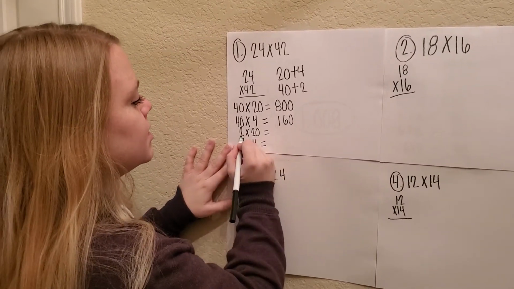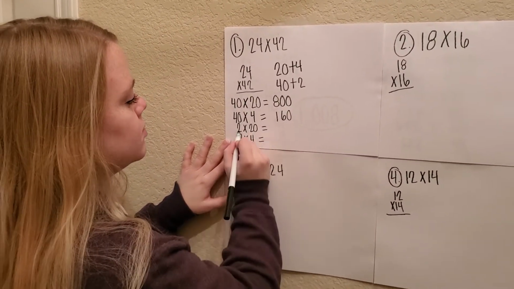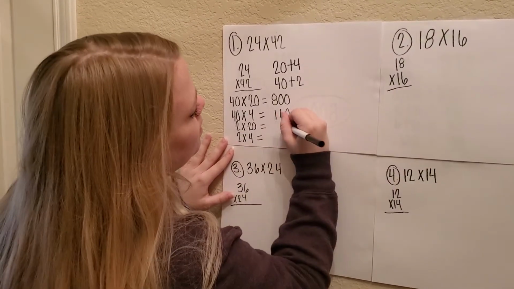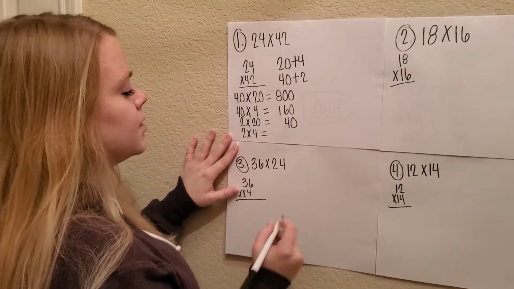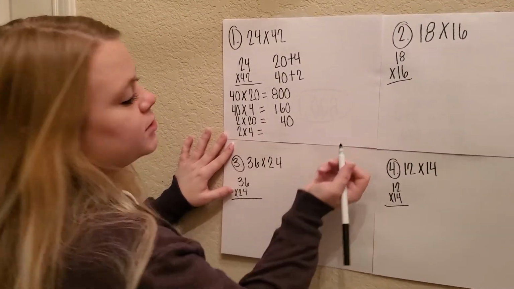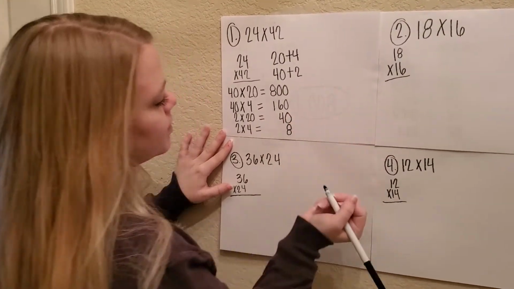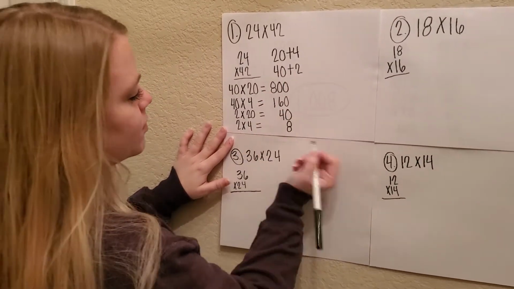Now we're going to take 2 times 20. So 2 times 2 equals 4. And then we add the 0. So 2 times 20 equals 40. And then 2 times 4, which equals 8. Now we're going to add all of these up, all right?